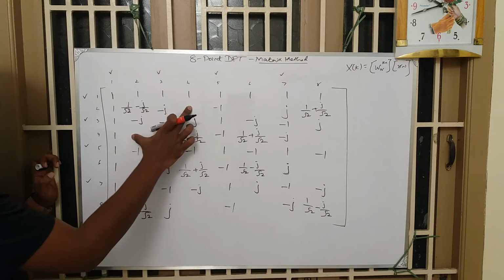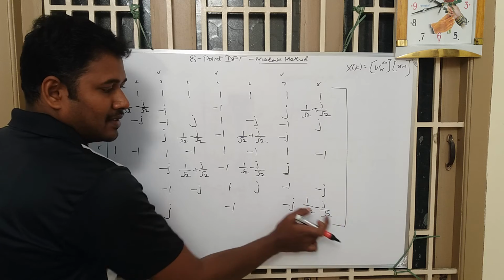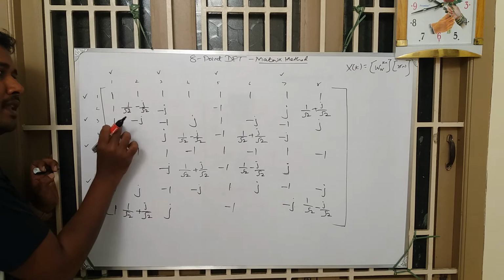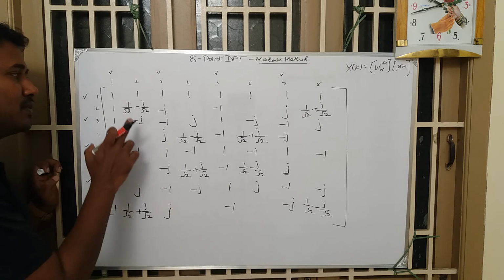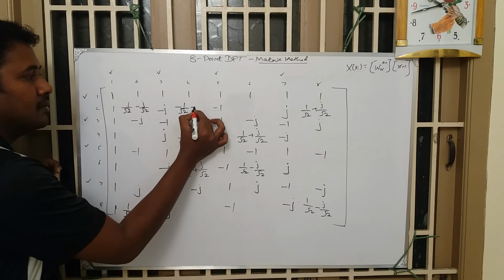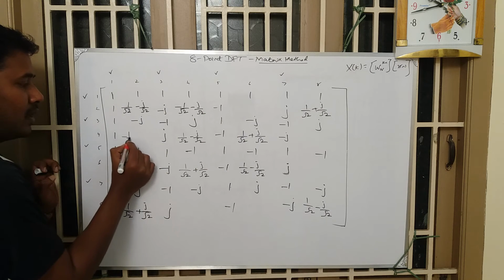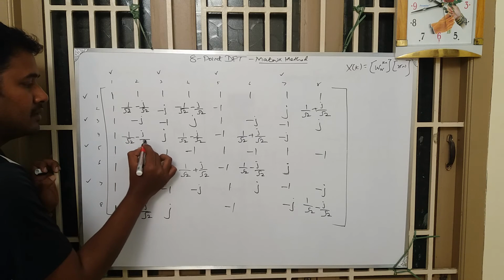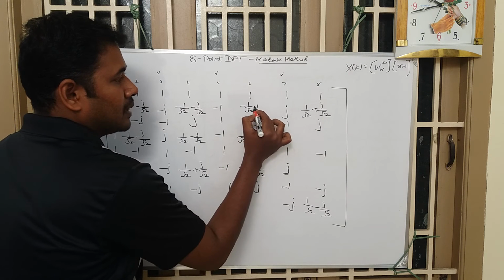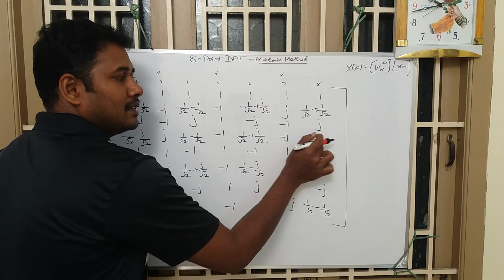For filling these empty boxes, consider this corner, and for here, we can consider this value. For this box, just take the negative version of the real value alone. So it is going to be minus 1 by root 2 minus j by root 2. The same value will come here. Here it is going to be minus 1 by root 2 plus j by root 2, and here the same value. Just negate the real value alone and you will get the exact value.